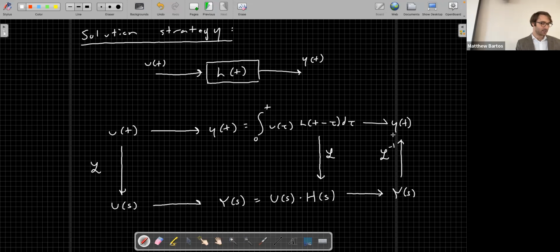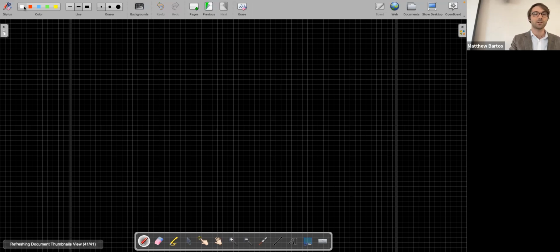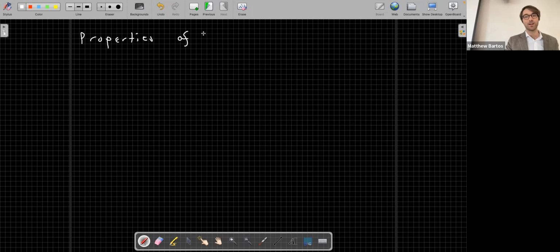Just give me a second here. Okay. So the next thing I want to do before I move on to actually applying this is to give you some properties of Laplace transforms that are going to be needed later. Laplace transforms are a really fascinating topic. I'm going to give you my top 8 properties of Laplace transforms.